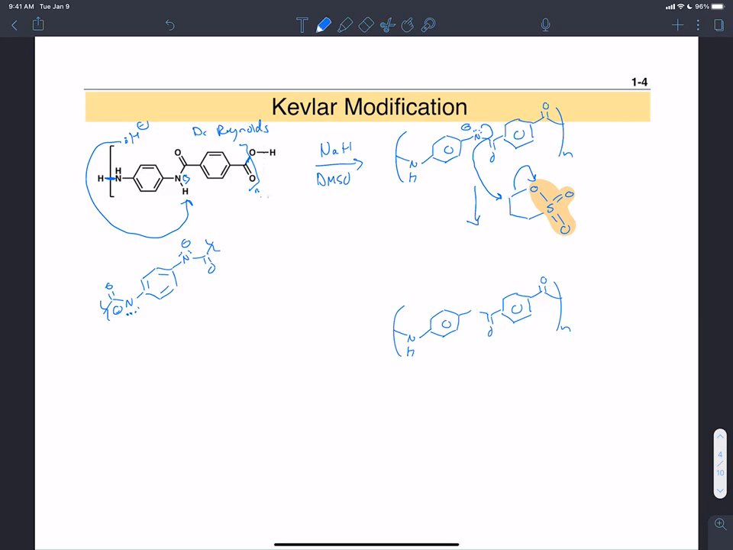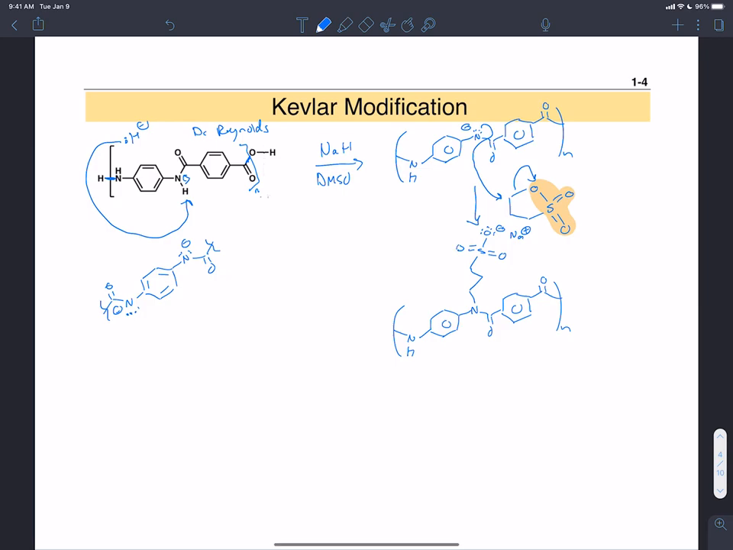Well, now we've made a nitrogen-carbon bond. We have 1, 2, 3 carbons. And we end up with this very stabilized sulfonic acid, but it's deprotonated, so it's just a sulfonate. So it'll have a sodium counterion along with it that comes from the original sodium hydride.